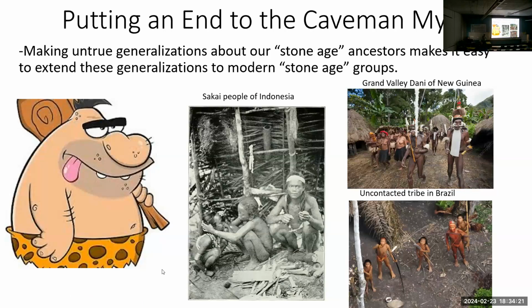And I think making untrue generalizations about our Stone Age ancestors makes it all too easy to extend those generalizations to humans today that you could classify as Stone Age, that have stone tools. So if you think of our ancestors as, well, they're Stone Age, they're dumb, they're horrible, they're aggressive, I think that could easily bleed over into having a similar view for small-scale societies that never developed bronze or iron.